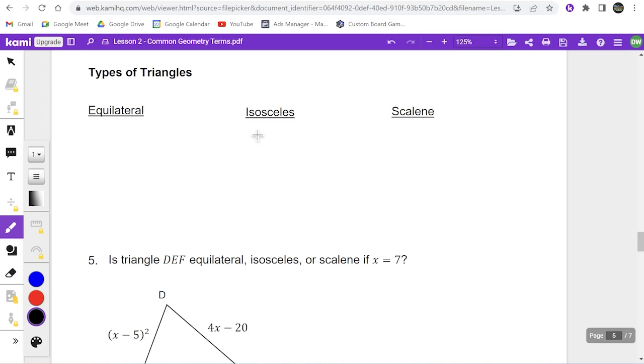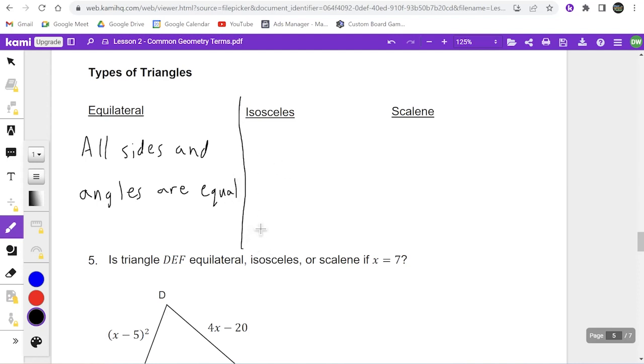So now there's 3 kinds of triangles. You've probably heard them before in elementary school, but let's remember what they are. An equilateral triangle is a triangle where all sides and angles are equal. That's what an equilateral triangle is. All sides and angles are equal.